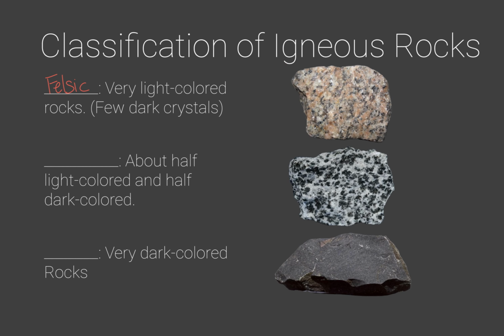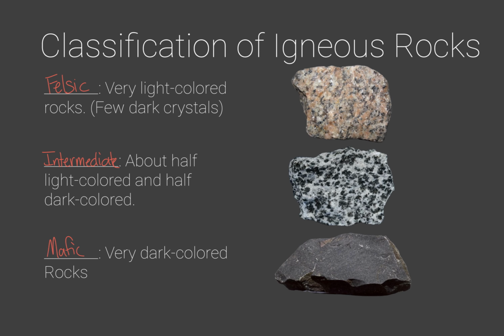The next type of coloration is known as intermediate. Intermediate rocks are about half light colored crystals and half dark colored crystals. If it's an intrusive rock, it might look like this diorite, where you can see both the light and dark color crystals. If it's an extrusive rock that doesn't have clear crystals, it might just be kind of a light gray colored rock. The last coloration is mafic.